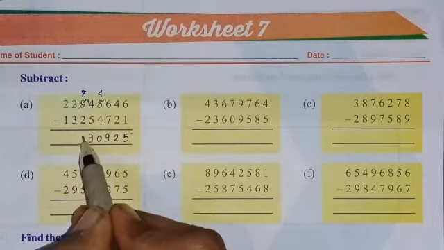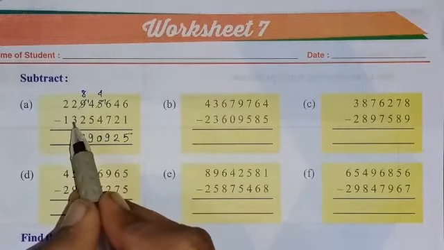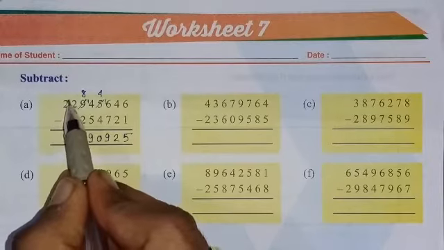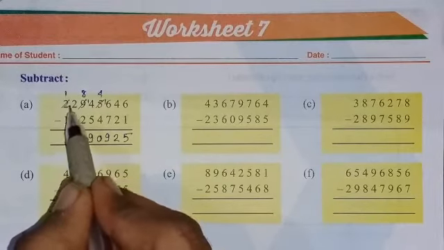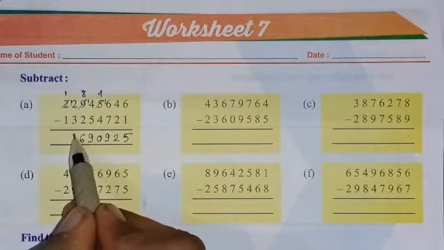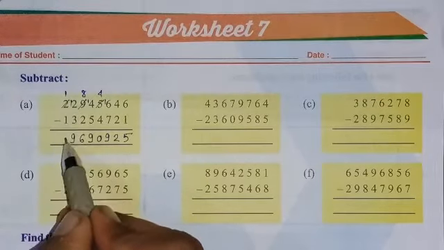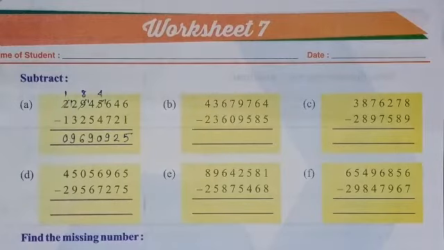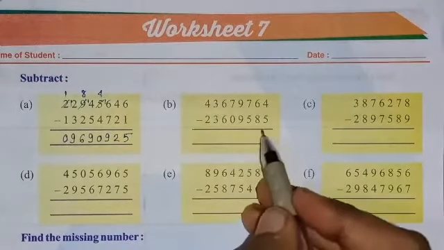8 minus 2, 6. 2 minus 3, not possible. So take borrow from the nearest digit. This one will be 1 and here will be 1. This one will be 12. Now 12 minus 3, 9 and 1 minus 1, 0. Okay students, similarly we have to subtract these numbers.